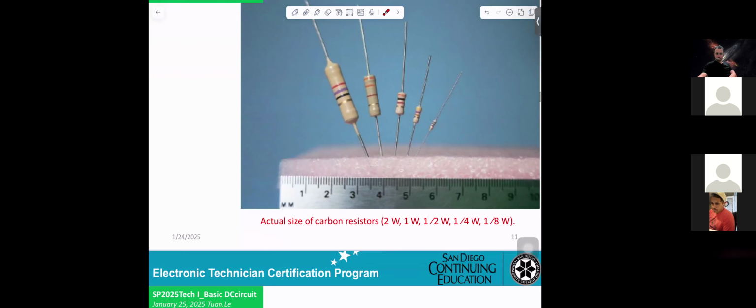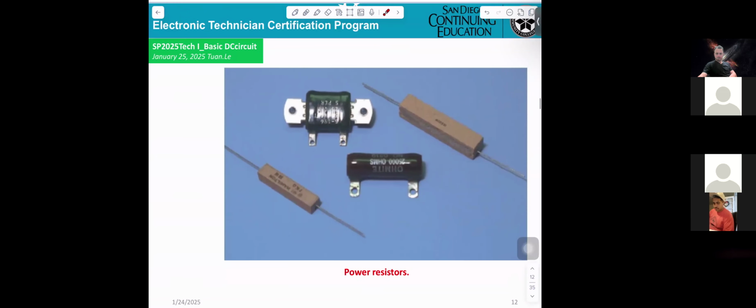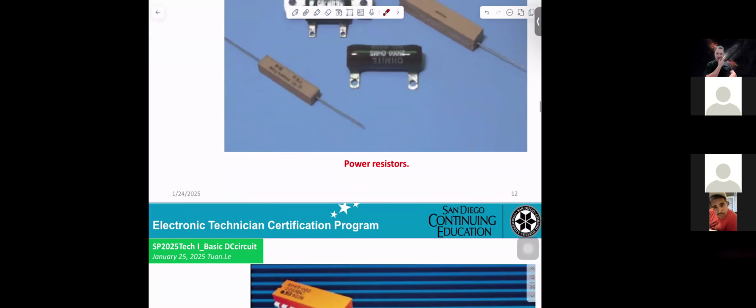Okay? So when you're looking into the resistor, you're able to recognize also how many ohm or kilo ohm, how many watt. Also, in industry, they're using a power resistor. That means a different type. Okay, if you're looking into that resistor, they call it a power resistor.